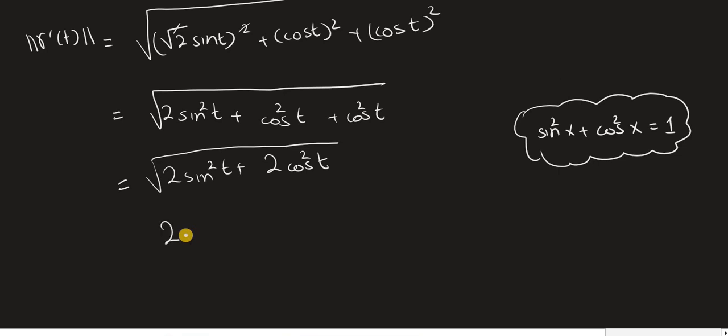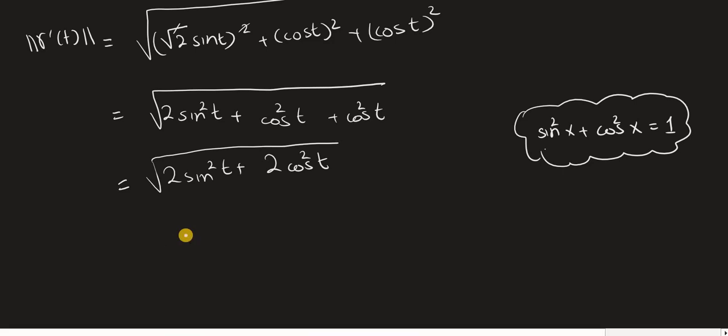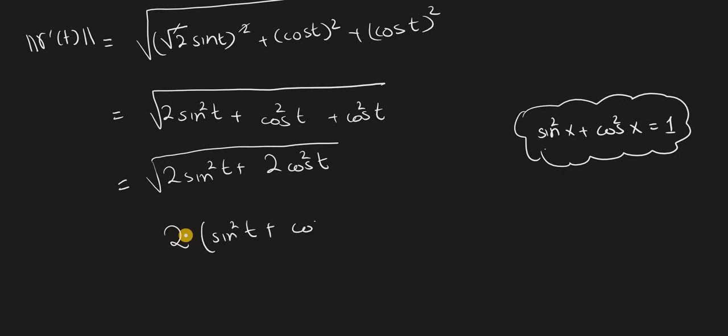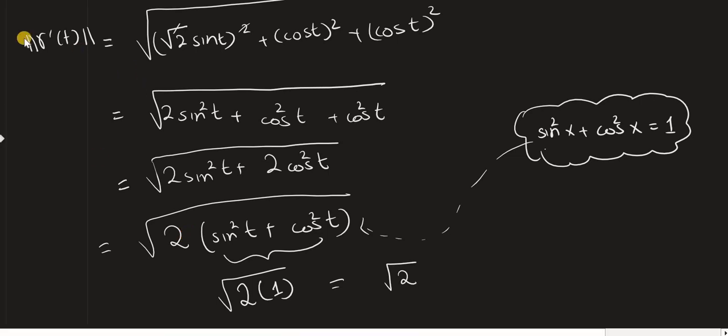Here you can replace this with the trig identity, but first we need to factor out the 2. Factoring out the 2 gives us sine squared of t plus cos squared of t, and then square rooting the whole thing. Now you can use this trig identity, which will be replaced with 1, because this whole thing ends up being 1, times 2, then square rooting it. So 2 times 1 is simply 2, so the square root of 2 is the norm of the vector function, the velocity vector function.